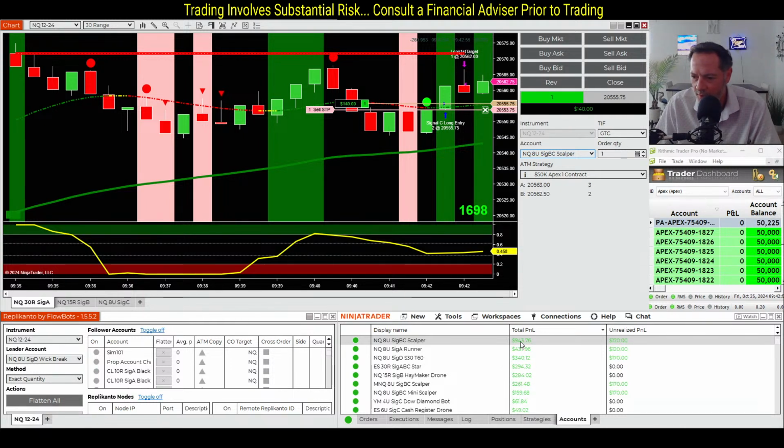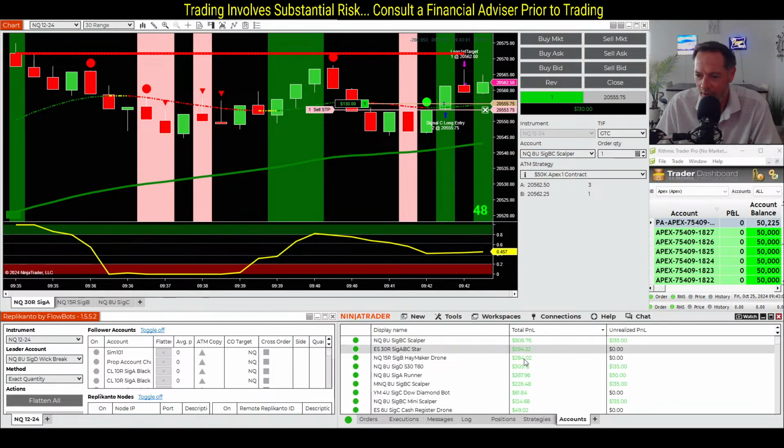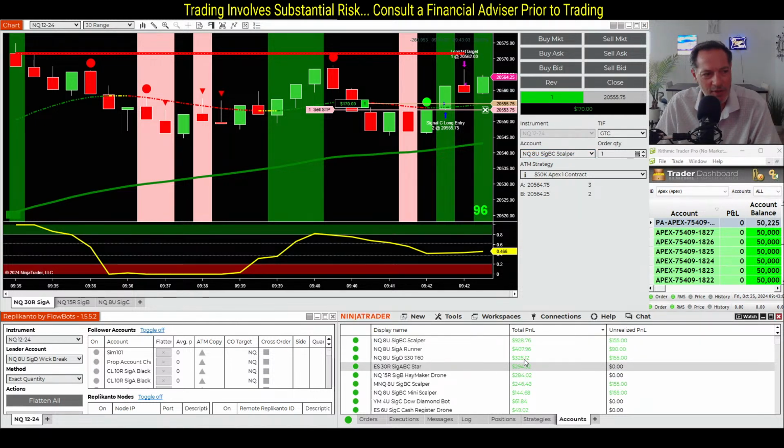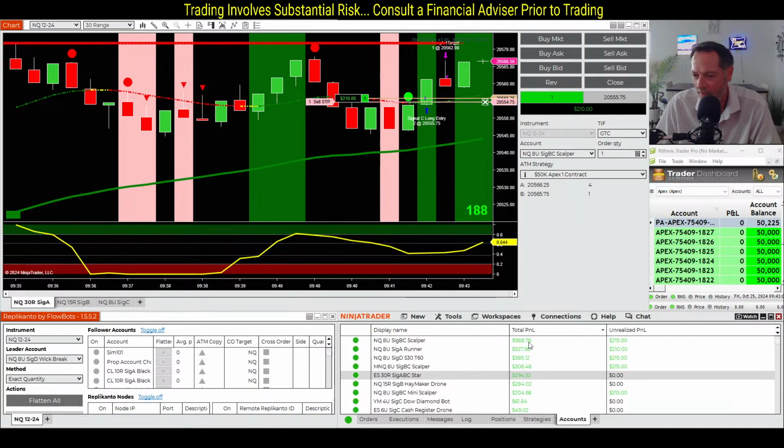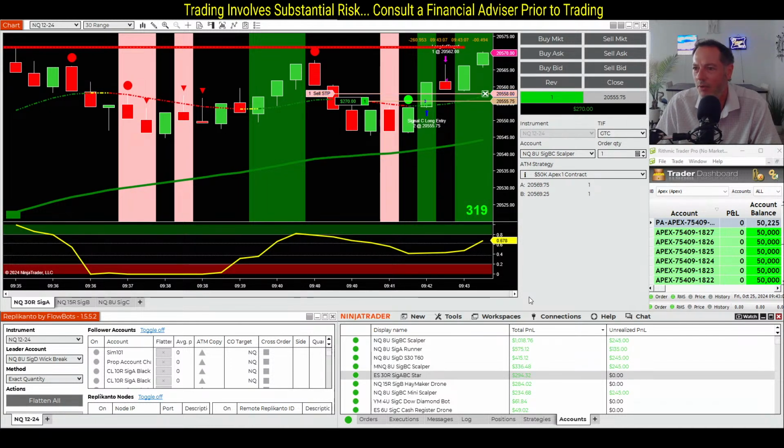This is the leaderboard here. It's up almost $1,000 already this morning. Got the ES star working its way around. This is the Robert rendition here. Order filled. Here we go. Submitted. Big move to the upside.